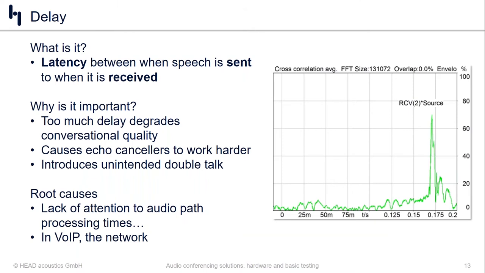Now, let's start with delay. This is our first test parameter. Just to define it, we're talking about delay, meaning the latency between when speech is sent to when speech is received. So we're really just adding up all the processing time, processing blocks and transmission paths inside of our DUT to figure out how much delay it adds to the conversational path.